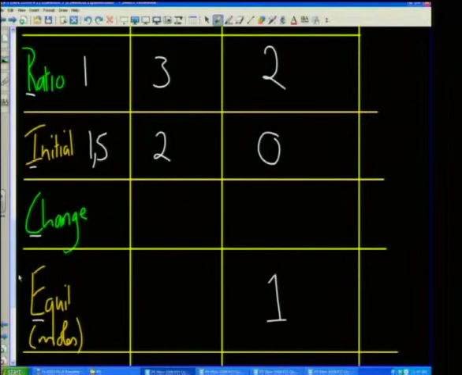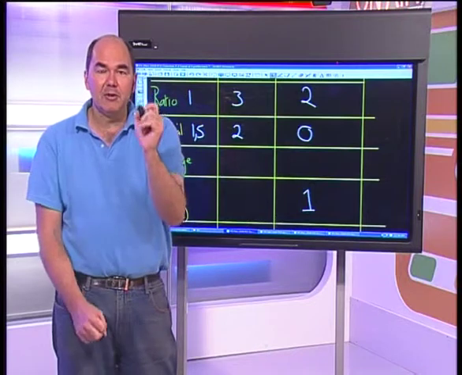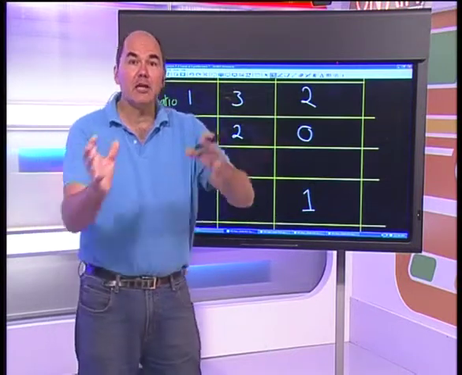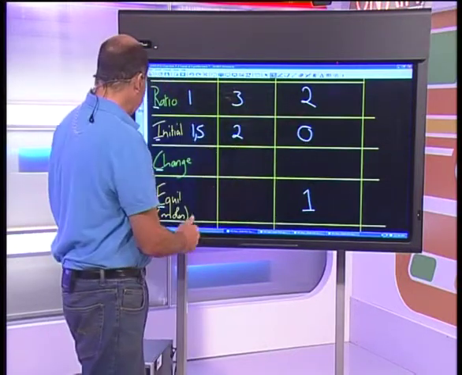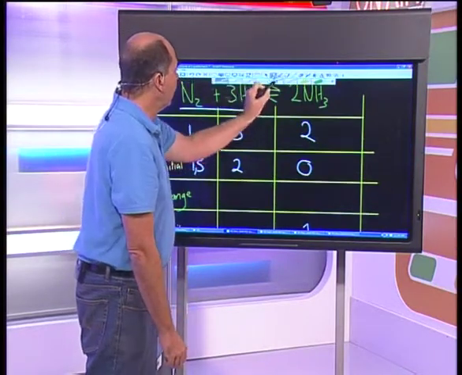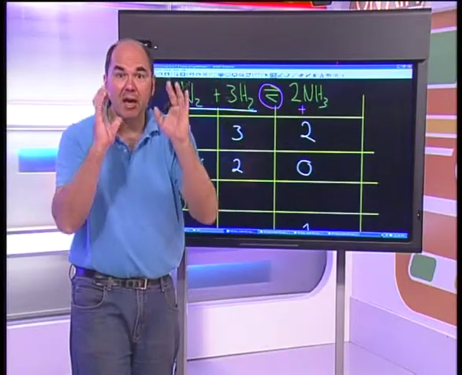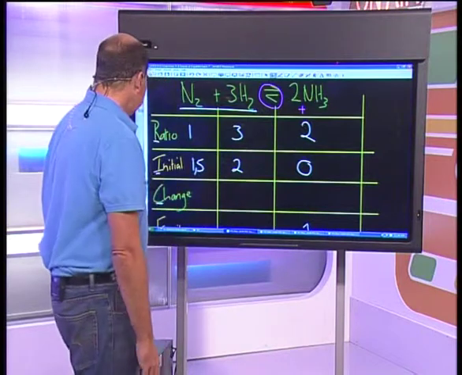Now I've got to do some manipulation. I've got to start doing some working out. Now, here's something that I find very useful. Anything that is produced, anything that is on the other side of this double arrow here, anything on the other side of the arrow, of the reaction coordinates, I'm going to make this positive. I'm going to say I'm adding to it. When I make something, I'm going to make sure it's plus.